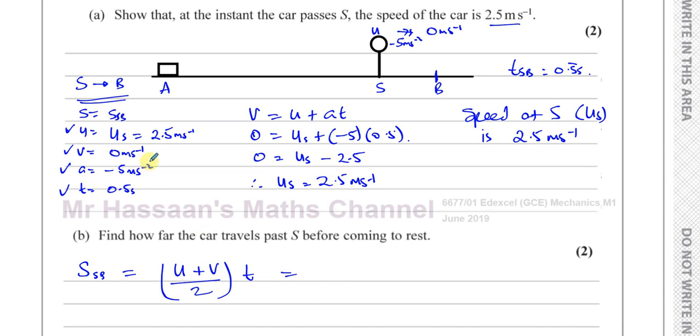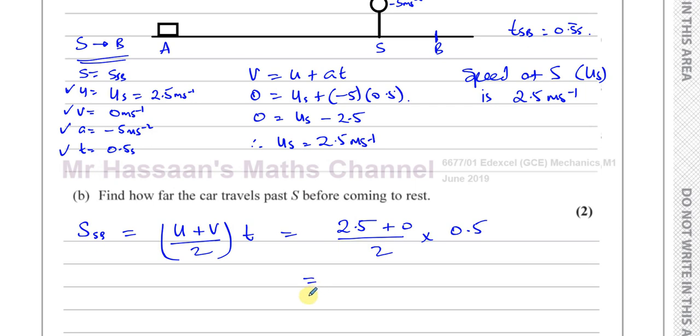But somebody might ask, couldn't I use V squared equals U squared plus 2AS? Yes, you could. I'm using this one because I find it easier. If you want to use another one of the equations, that's perfectly fine. You would get the same answer, and I'll illustrate that at the end of this. So U plus V over 2 is 2.5 plus 0 over 2, multiplied by the time, which is 0.5 seconds. And that will give us the distance between S and B.